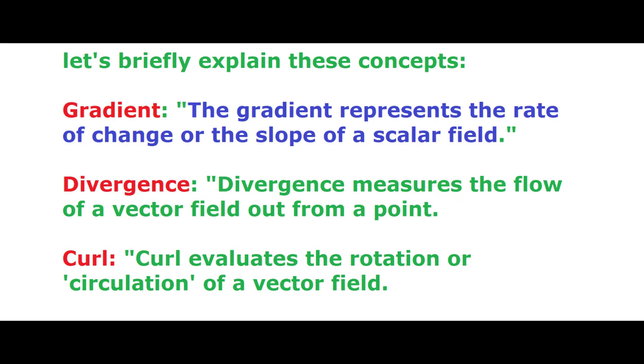Let's briefly explain these concepts. The gradient represents the rate of change or the slope of a scalar field. Divergence measures the flow of a vector field out from a point. Curl evaluates the rotation or circulation of a vector field.